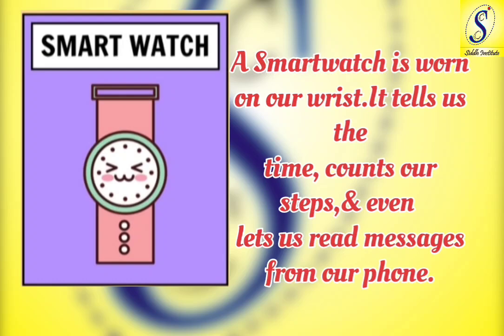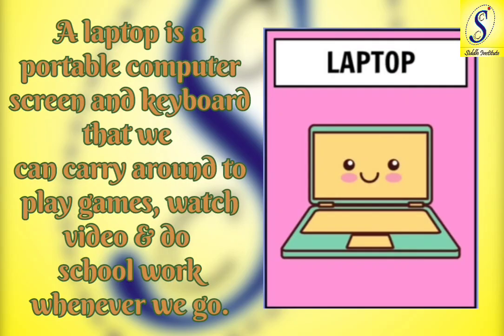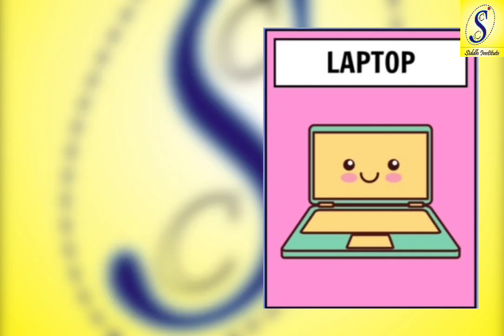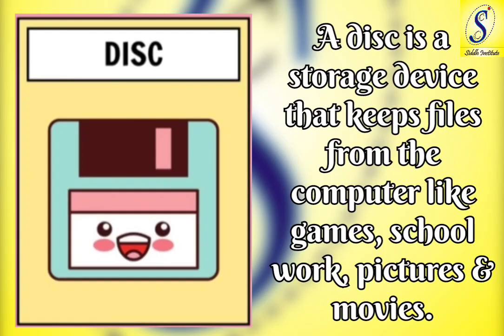It tells us the time, counts our steps, and even lets us read messages from our phone. A laptop is a portable computer with a screen and keyboard that we can carry around to play games, watch videos and do schoolwork whenever we go. A disk is a storage device that keeps files from the computer like games, schoolwork, pictures, and movies.